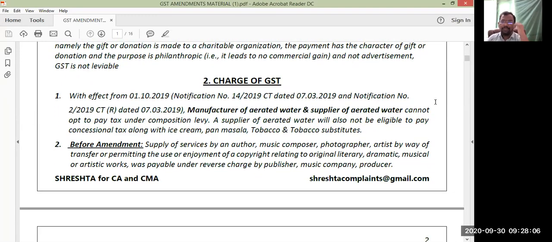Okay, now next, charge of GST. Next chapter. Let us see the amendments from this particular chapter. Manufacturers of aerated waters and suppliers of aerated waters cannot opt to pay tax under the composition levy, the composition scheme of payment of taxes. These two people are not entitled to opt for the composition levy, right?